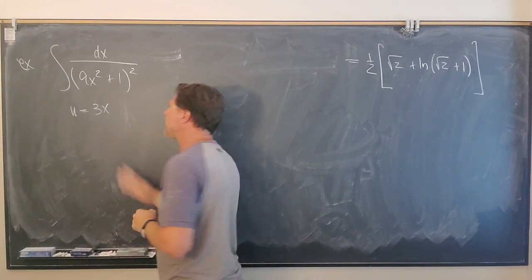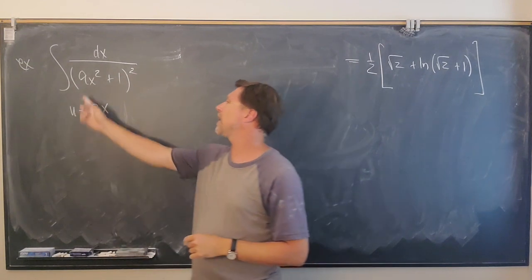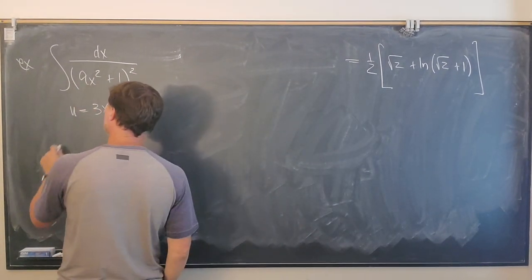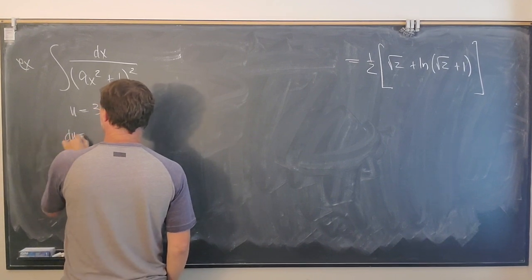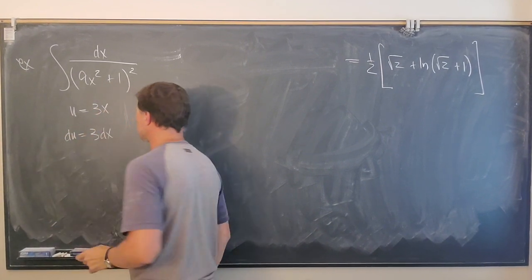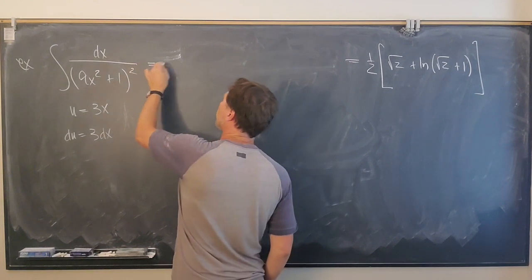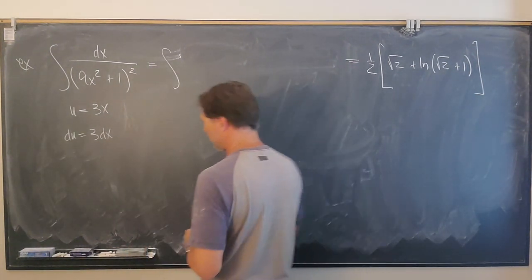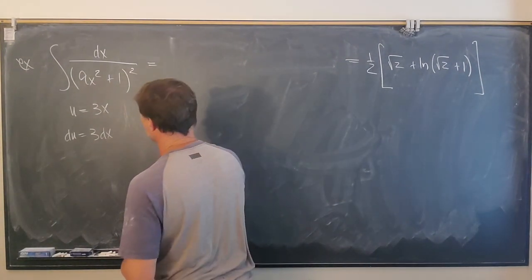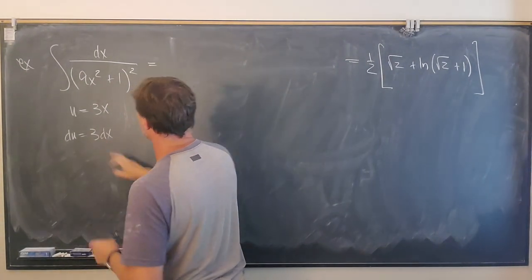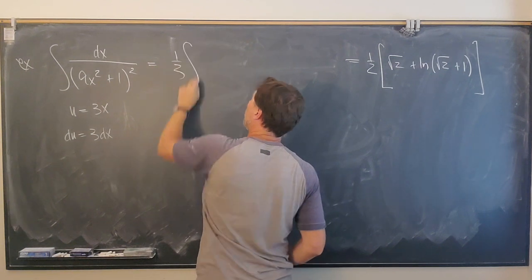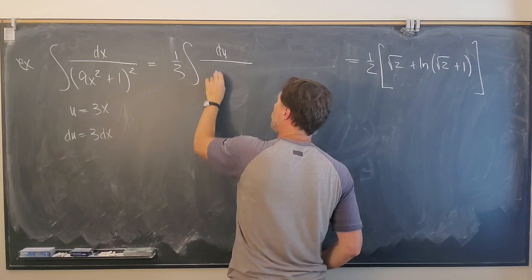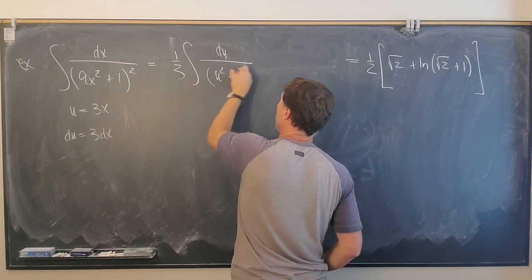This should make you think of tangent substitution, but I've got a 9 here, and one way to handle that is to let u equal 3x, then du equals 3 dx. And what we get is, dx, if I solve, is du over 3. So this is going to be a 1/3 integral du over (u squared plus 1) quantity squared.